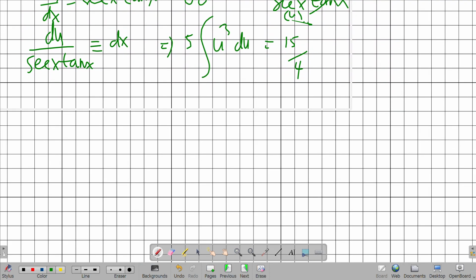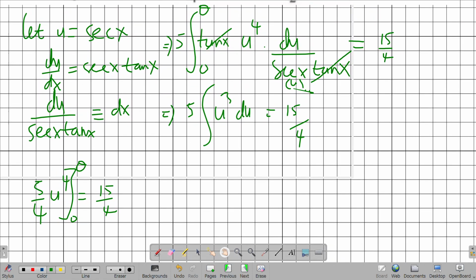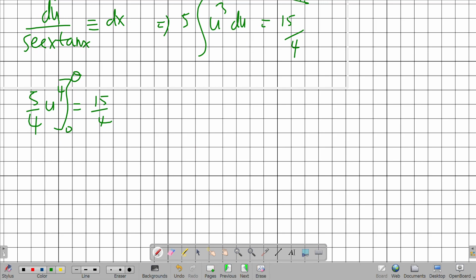And you integrate again, you get 5 over 4 u to the power of 4 is equal to 15 over 4. These limits are in terms of x, theta and 0. So you have to revert back to x because u is what? What is u? It is sec x. So we are actually going to say this is 5 over 4 sec to the power of 4 x, between theta and 0, is equal to 15 over 4.